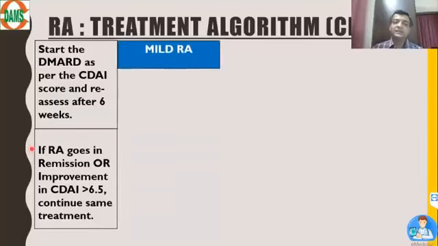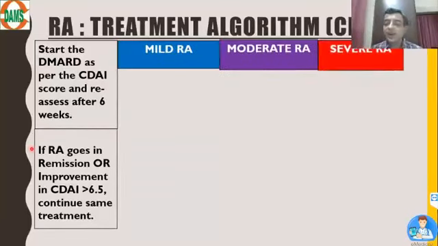Now, what are the things? So mild, moderate and severe RA. Make the table. How should you start treatment in mild, moderate and severe RA? Come on everybody, it's very important. It's a protocol we want to know.